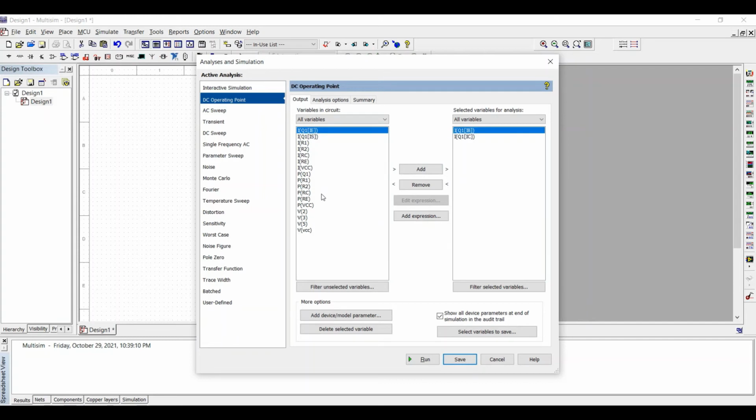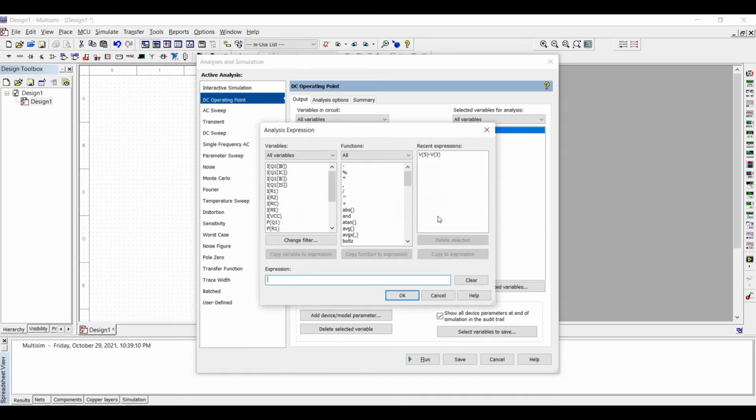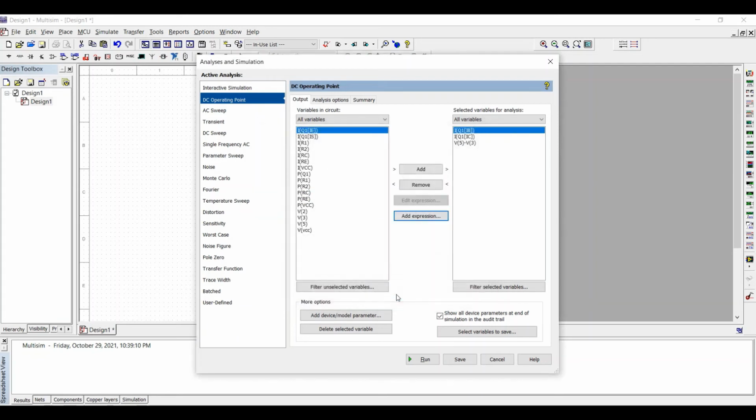VCE is nothing but voltage at node 5 minus voltage at node 3. So add expression. In the expression, you can write it over here: voltage at node 5 minus voltage at node 3. This will give you VCE. Click on OK. You have added these expressions. So while adding these expressions at the output, you are allowing MultiSim to do the DC analysis so that you get the base current, collector current and voltage VCE. Now you can save it.